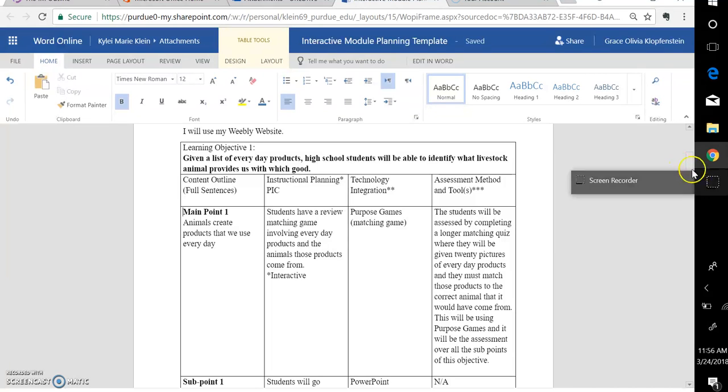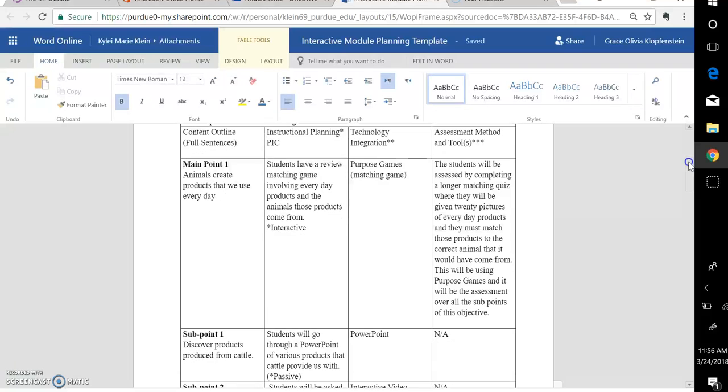In this part of the instruction, we're going to be using a purpose game, which is a matching game online. I chose this because the way that I want my students to be quizzed is by having a list of all of the different animal products, such as footballs, lipsticks, nail polishes, milk, eggs, and you're going to have to determine which livestock it goes to. So this matching game will give you 20 different pictures of these everyday products, and you'll have to match it up with the correct animal. Students will review this matching game involving everyday products, and it's going to be an interactive portion.